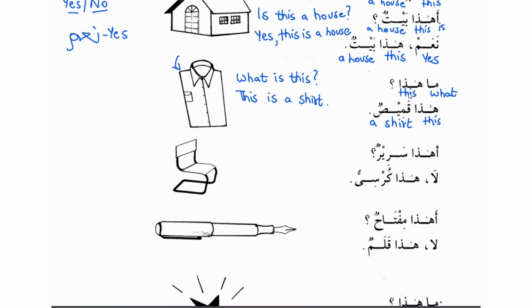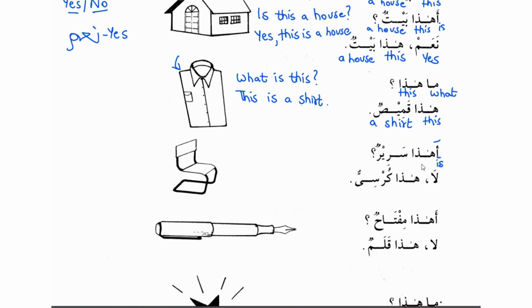What is this? هذا قميص. هذا means this. قميص means a shirt. Moving on to the next question. Again, there is a Hamza with the fatha on top. So this is a yes or no type of question. And this over here means is. Okay. أهذا سرير.